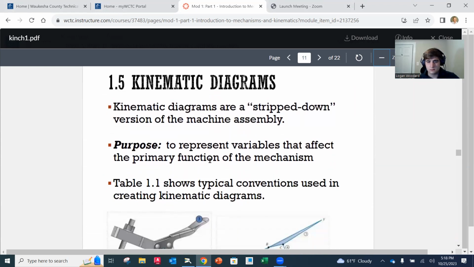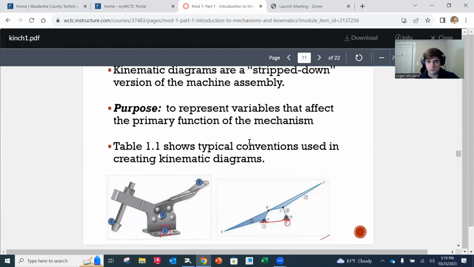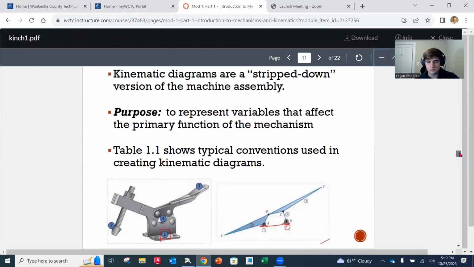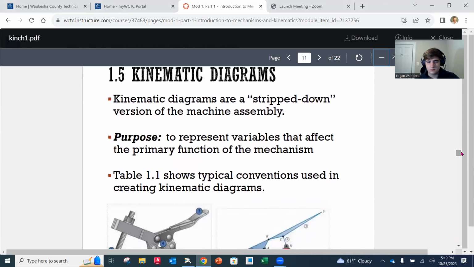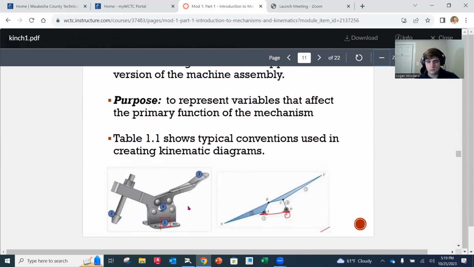So let's look at kinematic diagrams specifically. A kinematic diagram is going to be a stripped down version of a more complex machine or assembly. If we look down at the bottom here, I've got a toggle clamp, and on the left hand side is what the toggle clamp looks like. This handle goes up and down, and then it's going to take that clamp end and go up and down as well. The kinematic diagram for this would actually look like this.